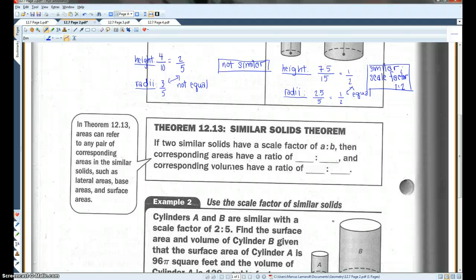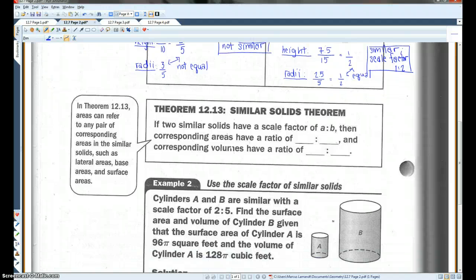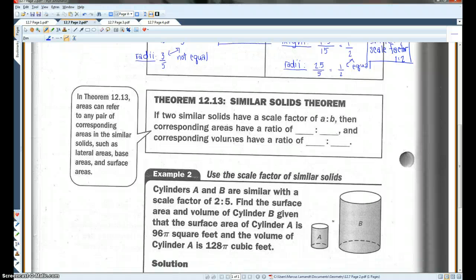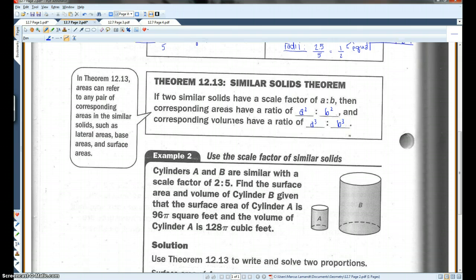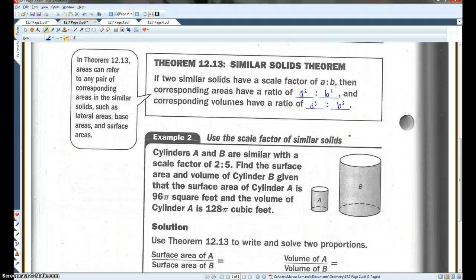Alright, theorem 12.13. Similar solids theorem. If two similar solids have a scale factor of A to B, then corresponding areas have a ratio of A squared to B squared. And corresponding volumes have a ratio of A cubed to B cubed. Okay? So, example 2. Use the scale factor of similar solids.